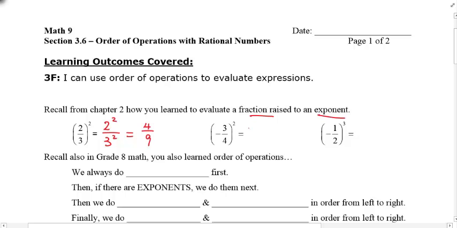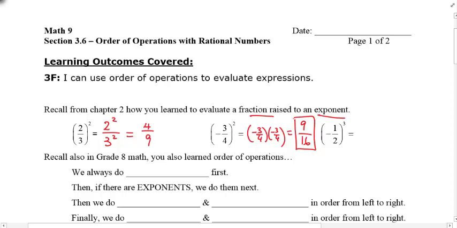Well, remember, this is the same idea as negative 3/4 times negative 3/4. Or the idea here is you're going to square each thing. So you're going to square the 3, which is 9, square the 4, which is 16. But the negative also gets squared. So that's negative 1 times negative 1, which becomes positive. So your answer is positive 9/16.